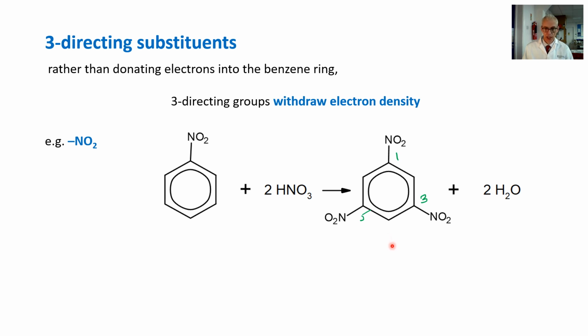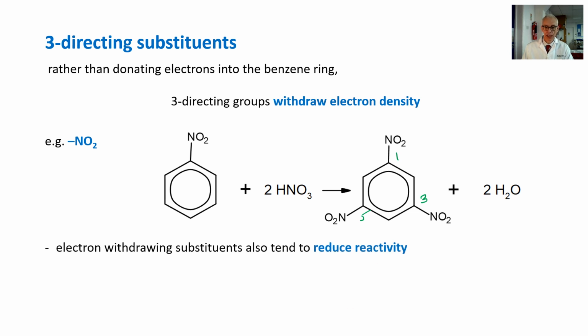trinitrobenzene. One thing to consider is that if you withdraw electron density from the delocalized pi system, then the benzene ring will be less reactive, less attractive to electrophiles. So electron withdrawing substituents tend to reduce reactivity. So to get the trinitro product here, one would need forcing conditions.